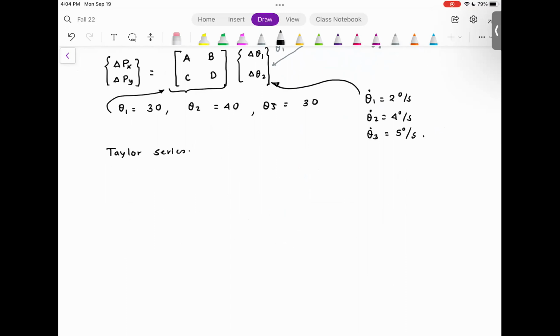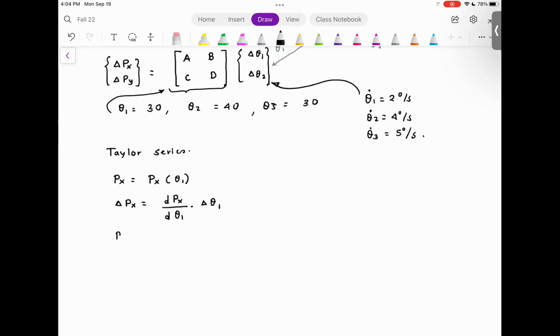So if you have a variable, I'm going to call this variable px. And if px depends upon one variable theta 1, then from Taylor series, delta px is equal to dpx divided by d theta 1 multiplied by change in theta 1. Do you agree with me? Remember Taylor series?